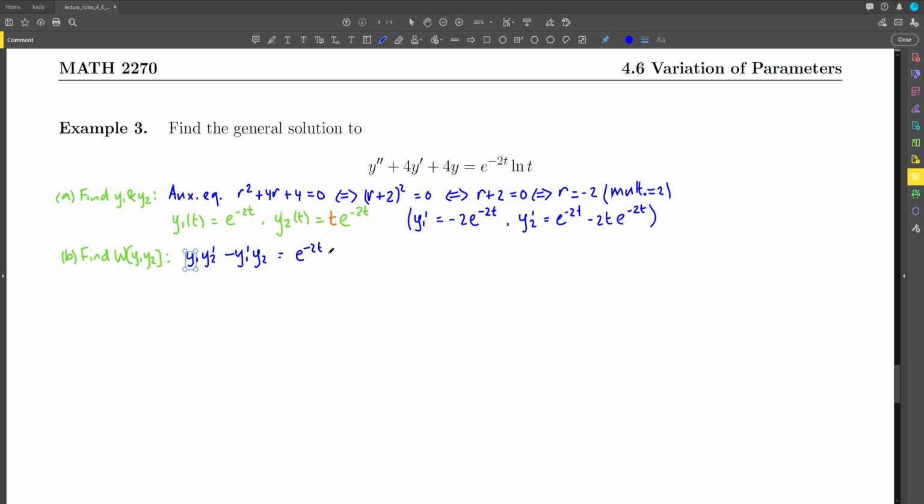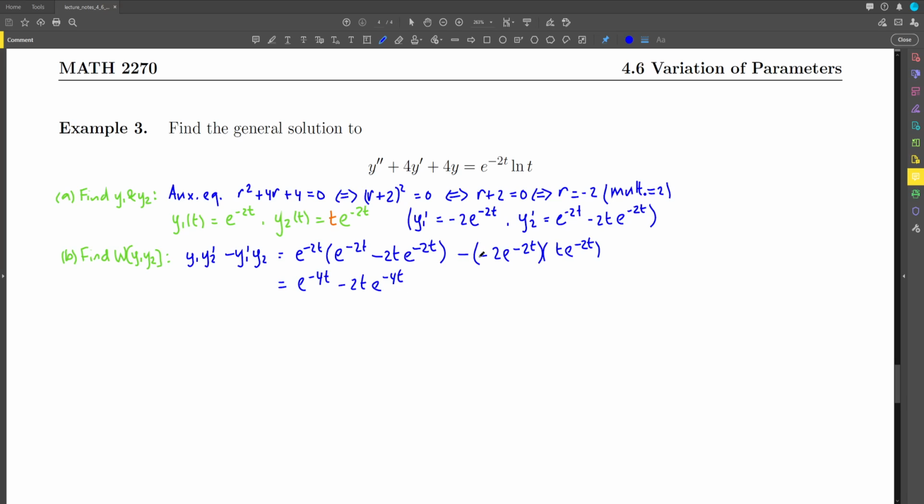So for y2', we have to multiply this by e^(-2t) minus 2t e^(-2t). And then minus y1', which is -2e^(-2t), times y2, which is t e^(-2t). Okay. Let's distribute this. We have e^(-4t), you add the exponents, and minus 2t e^(-4t).